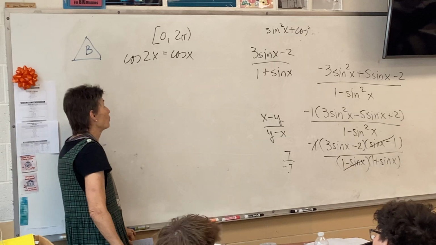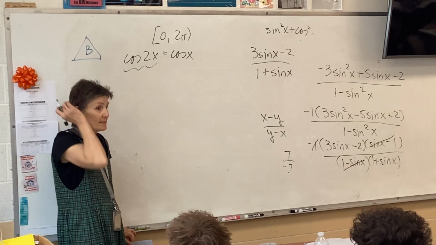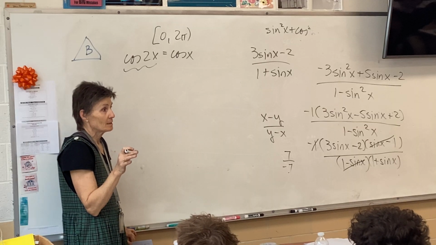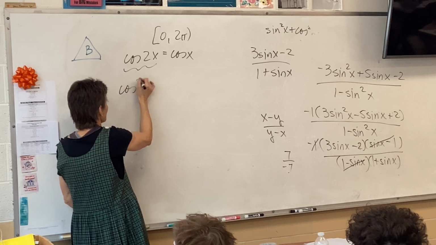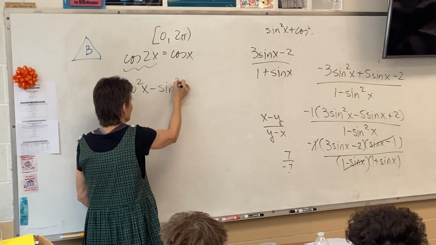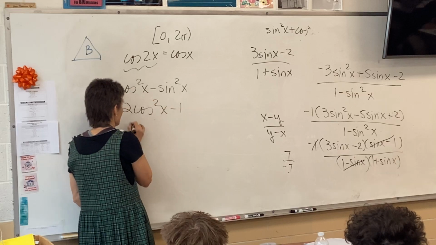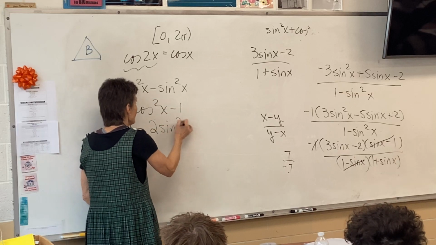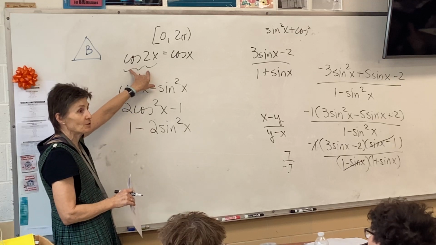So, this one is a little bit tough because it is in three forms. So your versions for cosine 2x are cosine squared minus sine squared, 2 cosine squared minus 1, and 1 minus 2 sine squared. These are all ways to rewrite cosine 2x.